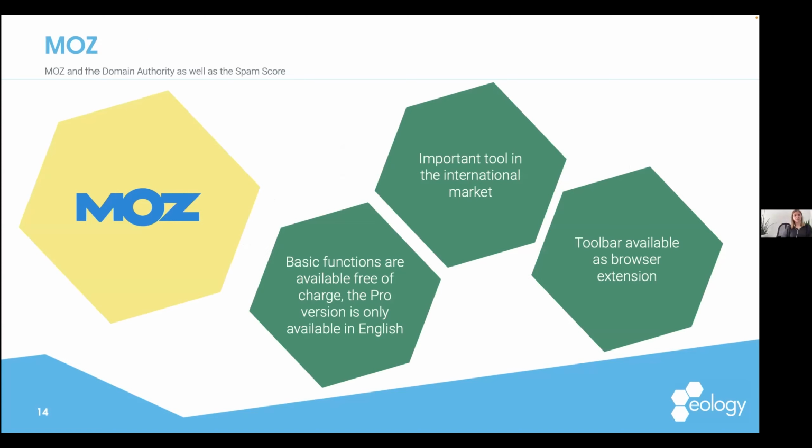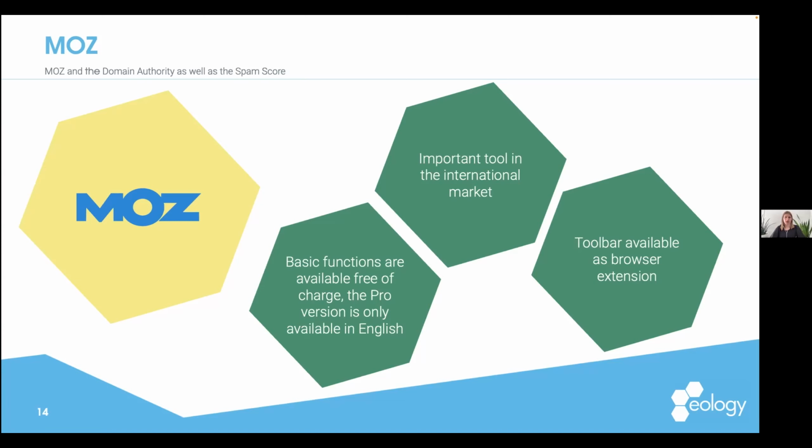So we already talked about the domain authority of Moz. Moz in total is an important tool in the international market. The basic functions are available for free, but you can also book a pro version available in English, and it's also available as a browser extension. The Moz Pro SEO tool is one of the all-rounders of SEO tools, and its functions include site audits, rank tracking, backlink analysis, and keyword determination. It also supports the user in all phases of the optimization process.